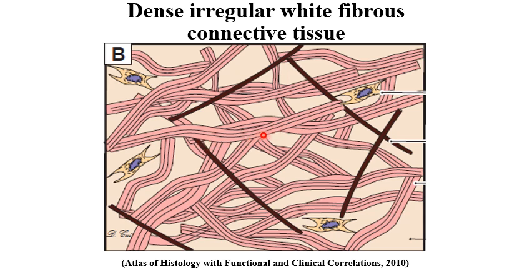As we see here, the collagen fibers run in different orientations. This provides resistance to stress from all directions. Fibroblasts are visible among the collagen fibers. The dermis of the skin and the capsule of organs are typical examples of dense irregular white fibrous connective tissue.